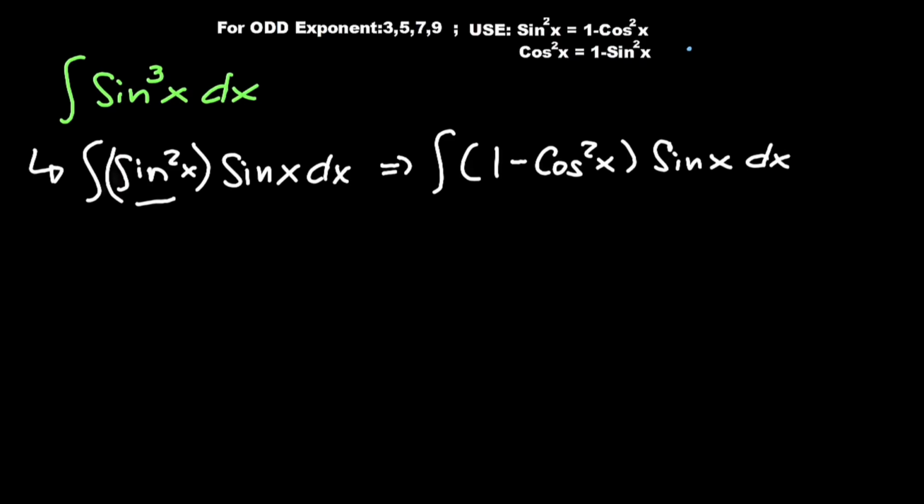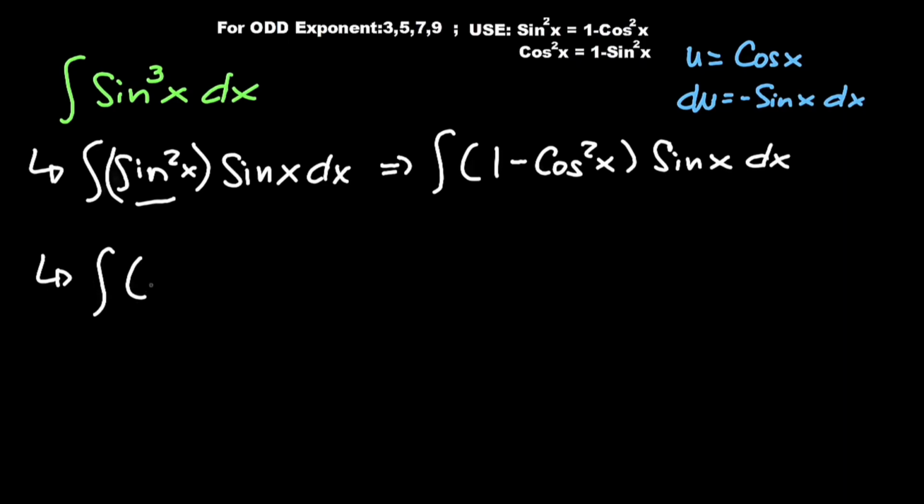So let u here be cosine of x. And so derivative of cosine of x would be negative sin of x dx. And so substituting it, we would have the integral of 1 minus u squared, and sin of x dx right here is equal to du. But since it is negative, this would be negative du. We can put the negative sign outside the integral.